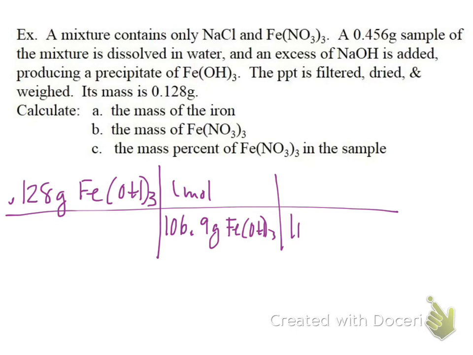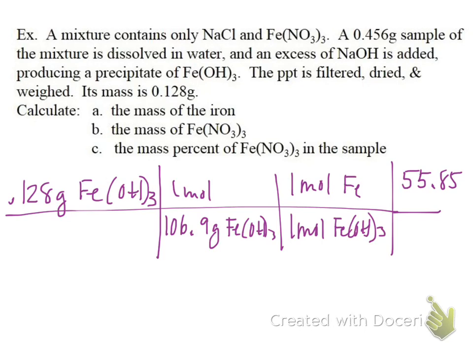For every 1 mole of the iron hydroxide, we have 1 mole of iron, and then we multiply by the molar mass of iron, which is 55.85. I need to learn to write smaller on this thing. That ends up giving us 0.0669 grams of iron.